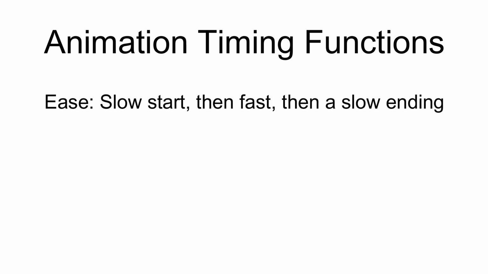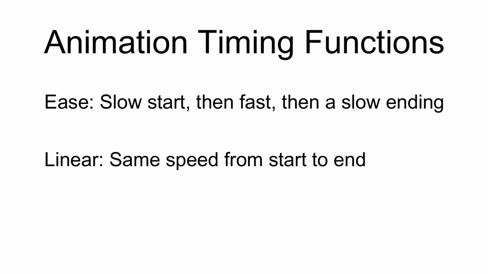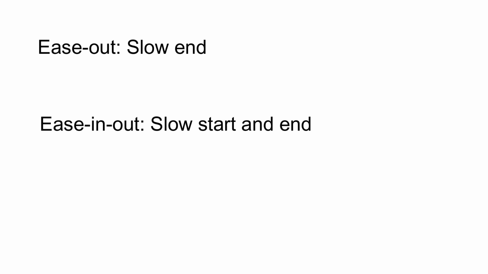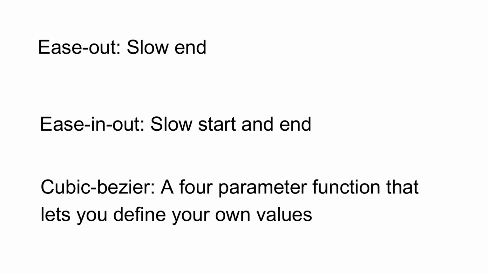What I would also like to show you are the different options of the animation timing functions. They are ease, which means it has a slow start, then fast duration, and then it ends slowly. Linear, which is the default option, which means the same speed from start to end. Ease in, slow start. Ease out, slow end. Ease in out, slow start and end. And cubic Bezier allows you to define your own values in a 4-parameter function.